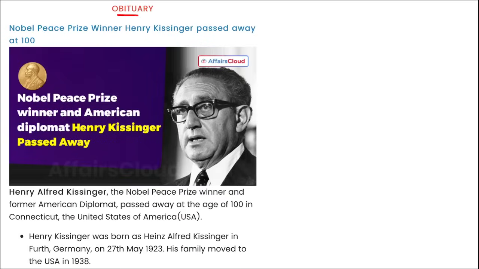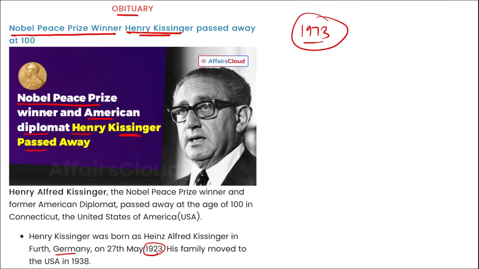Next is obituary. Nobel Peace Prize winner Henry Kissinger recently passed away at the age of 100. Here you can see Nobel Peace Prize winner American diplomat Henry Kissinger recently passed away. He was born in Germany in 1923. Then he moved to USA and he was honored with the Nobel Peace Prize in 1973. And he was also honored with the US highest civilian honor, that is the Presidential Medal of Freedom, in 1977. Correct?